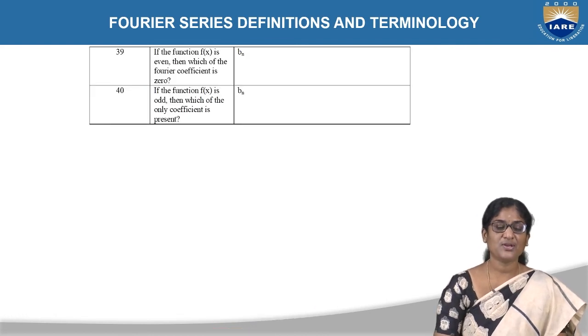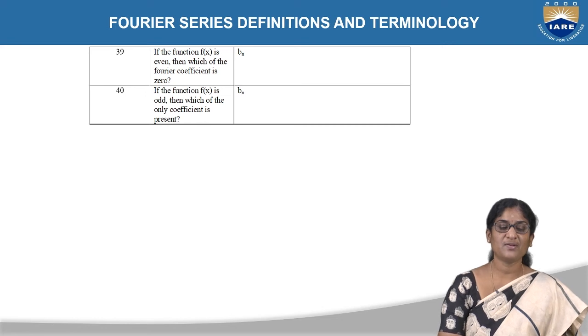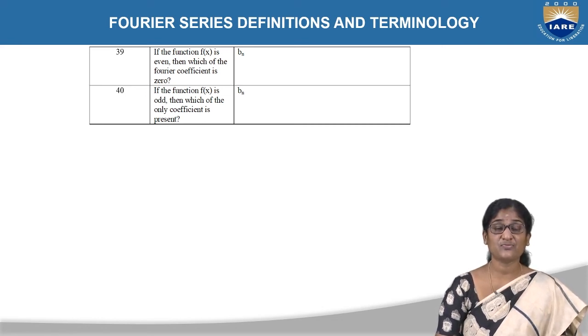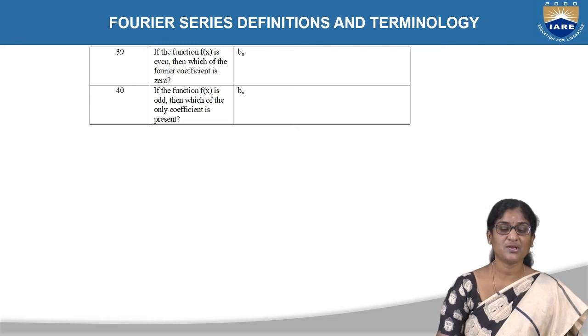Next, if the function f of x is even, which of the Fourier coefficients is 0? Bn will be equal to 0. If the function f of x is even, the last Fourier coefficient Bn will be equal to 0.